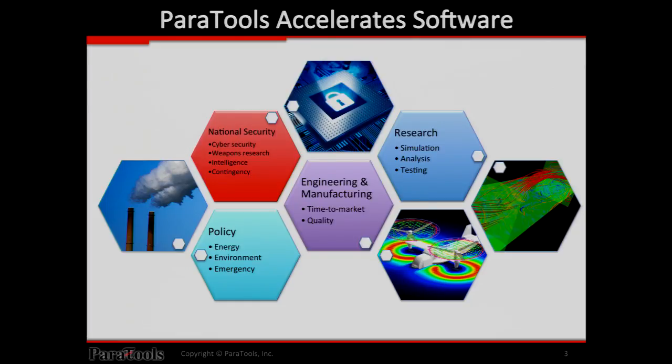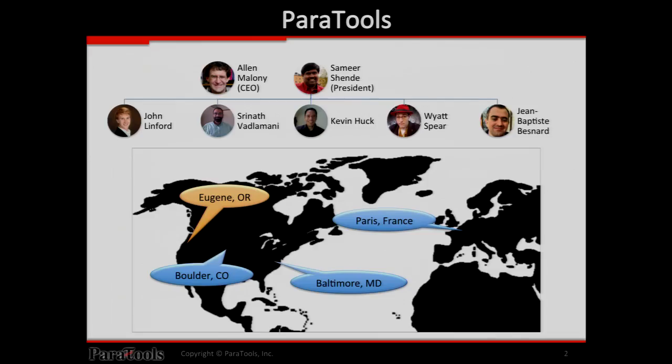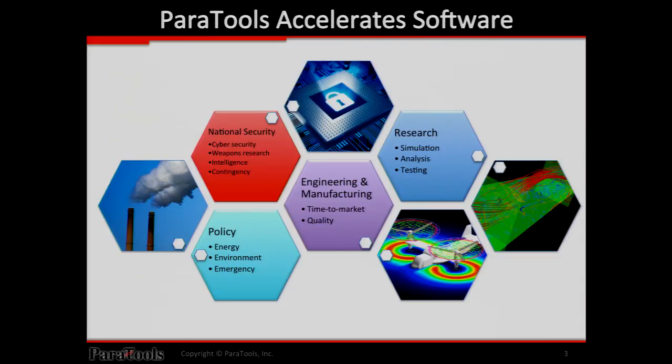ParaTools is a worldwide company if you consider the world to be the United States and France. We have three offices in the US, and we have one in Paris. And this company, essentially, what we do is we make software faster. We accelerate your software. And we've been able to make contributions to national security, manufacturing, and engineering research, so we can help people get their products out to market quicker, improve the quality of their product.